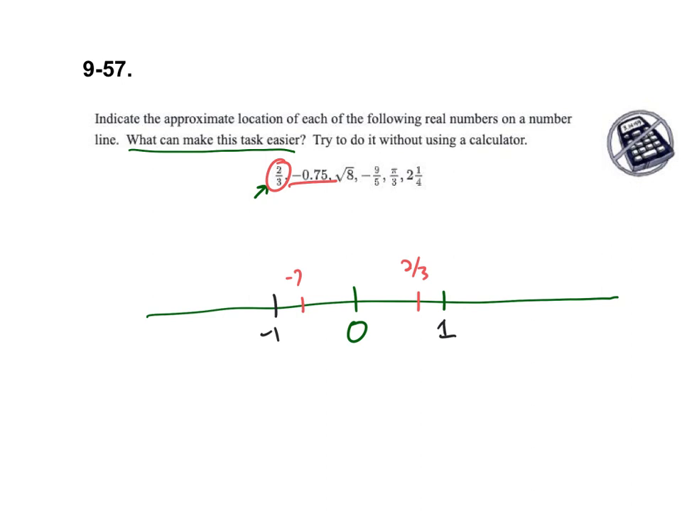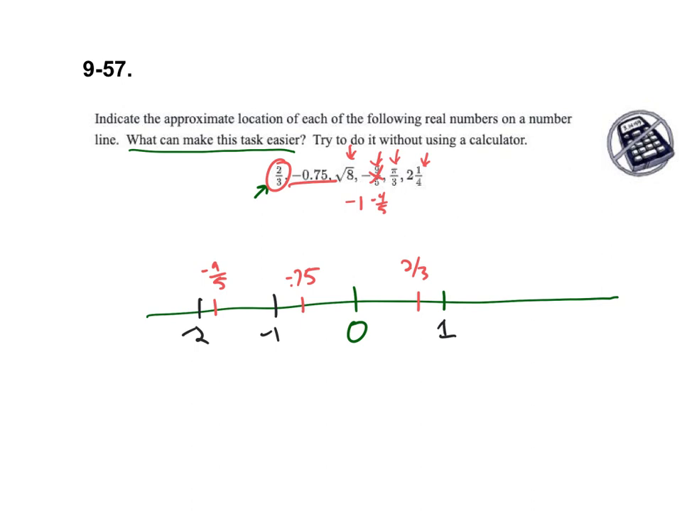Whoops, negative 0.75. Now I get to this square root of 8. I'm not really sure how to do this one yet, so I'm going to skip it. Negative 9/5. Well, that's got one whole, and then it's got 4 more negatives there. So I'm going to go past 1, and I'll go 4/5 of the way to -2. So 4/5 of the way would be negative 9/5. So I've got this one done. I've got pi over 3. Let's come back to that one.